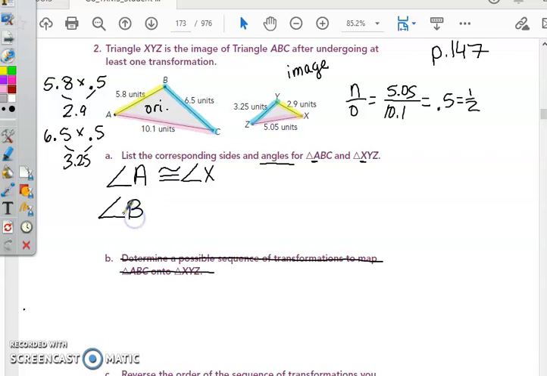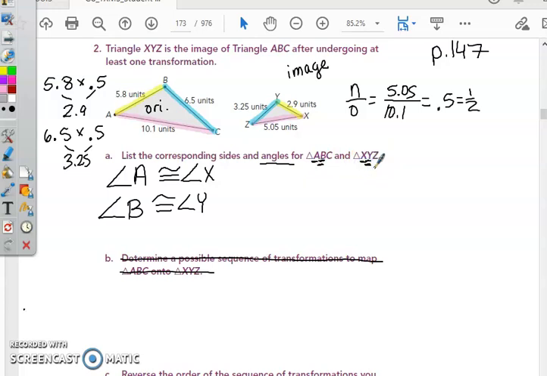Angle B, I'm going to tell you here, it's with, you can see yellow and blue. So yellow and blue are at the Y. Notice that is right here, okay? So those angles are congruent.